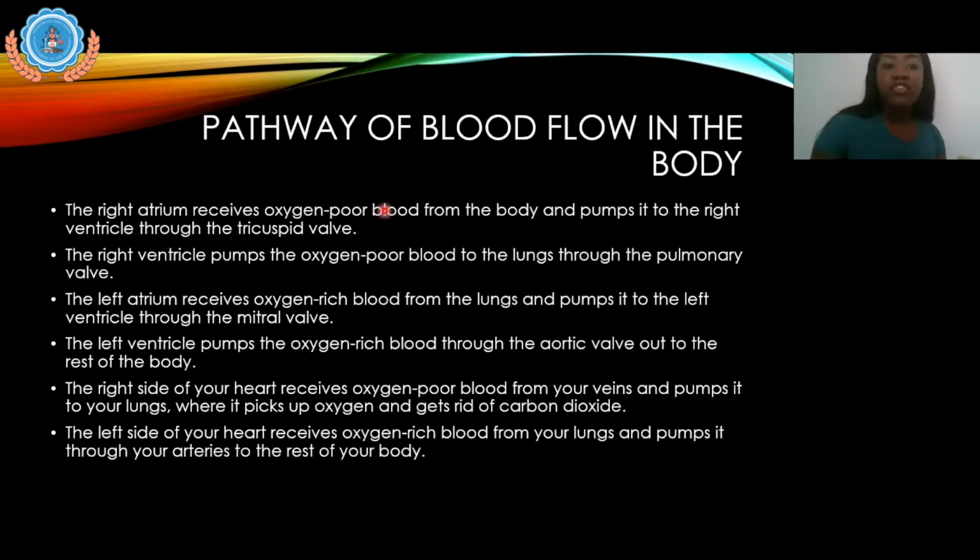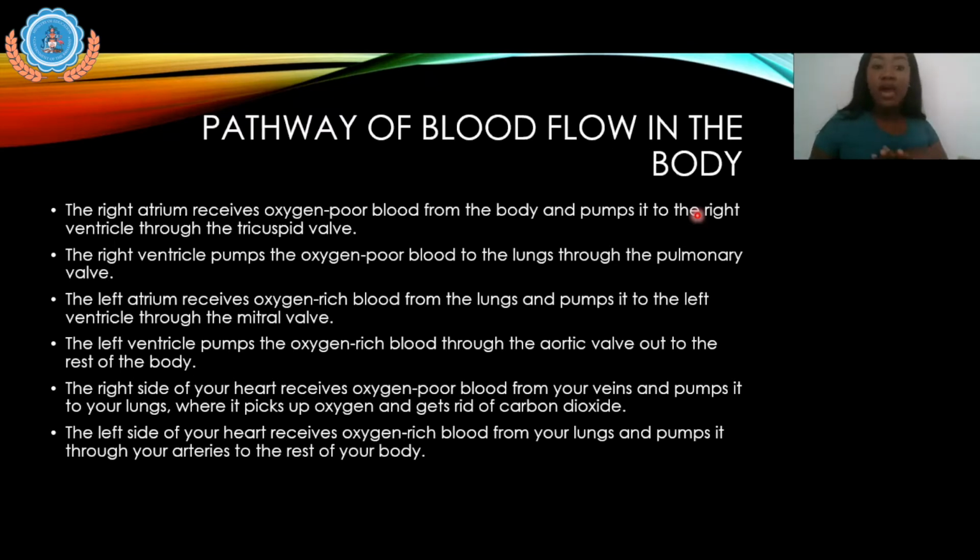The left atrium provides oxygen-rich blood from the lungs, or oxygenated blood, and pumps it to the left ventricle through the mitral valve. And this oxygenated blood comes via the pulmonary vein. Okay, the left ventricle pumps the oxygenated blood, or oxygen-rich blood, through the aortic valve into the aorta, which then pumps that blood to the rest of the body.